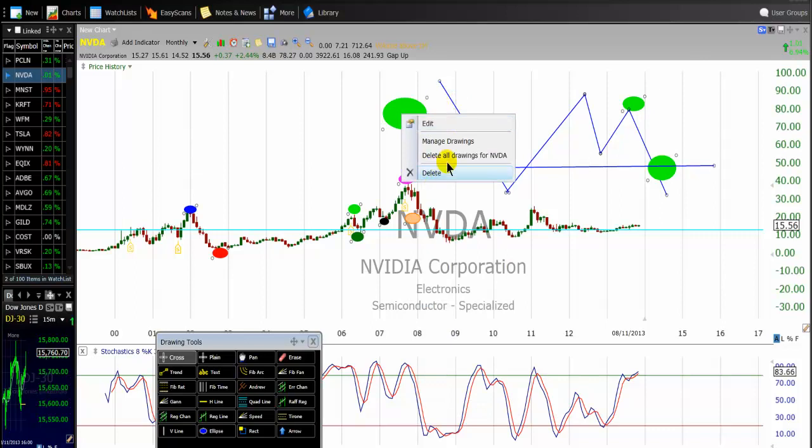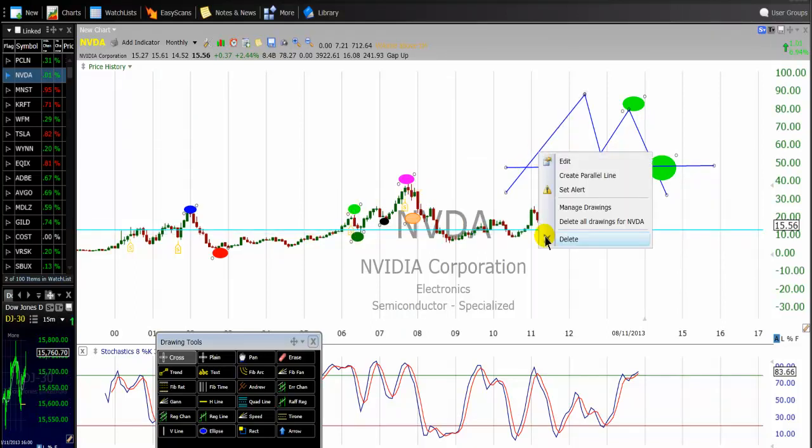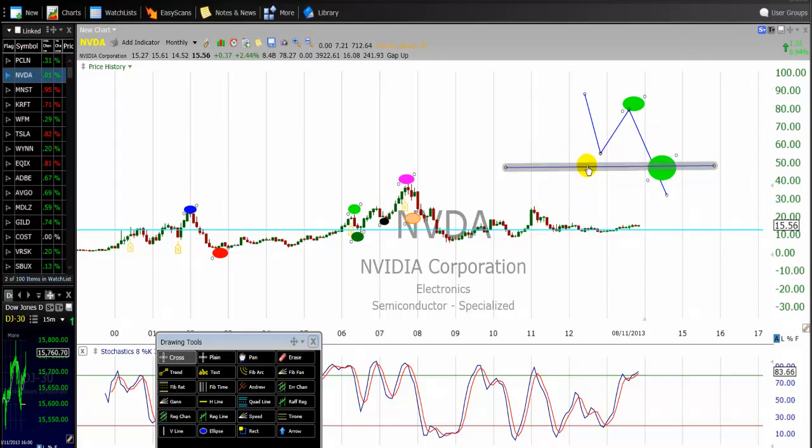Too many drawings so far. I'll remove them one by one. I don't want to remove these spots which are important for myself. So let's go back now to the real chart. Remove my drawing and we go back to the real chart.